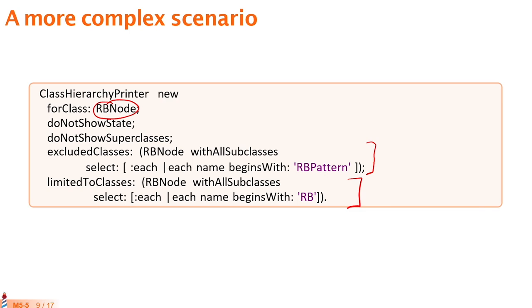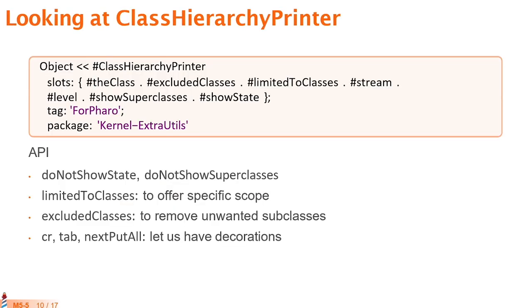As we see, we have different ways of configuring our hierarchy printer object because now we have a more flexible element that we can play with and use all the tools that we have already seen in this MOOC. Let's see a little of its implementation. We see that it's a really simple object.